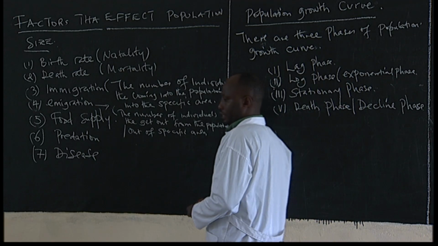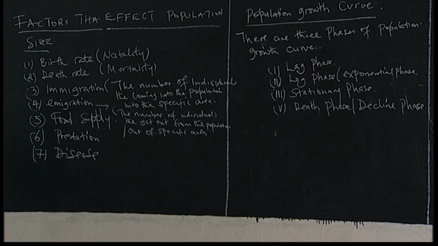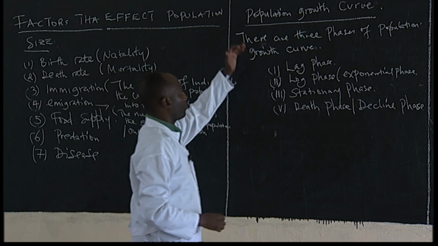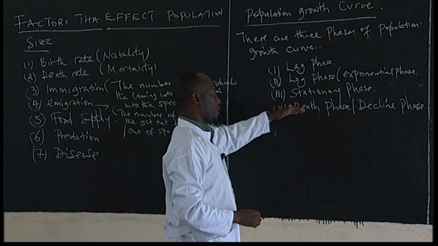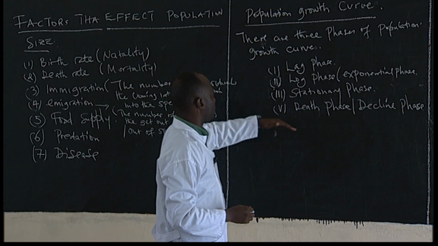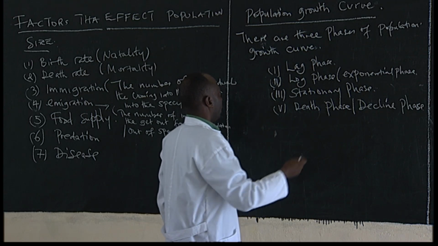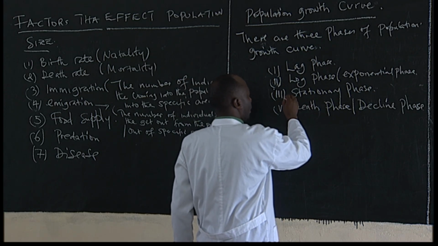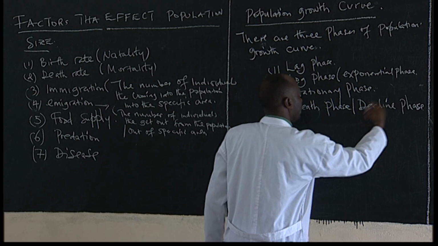So students, think about it for a short time, and then try to explain what those phases are and what characterizes each of those phases. I mentioned the lag phase, the log phase, the stationary phase, and the death phase, which we are also going to discuss. These are four phases of population growth, but the major ones are three. We have lag phase, log phase, stationary phase, and the death phase, or the decline phase.